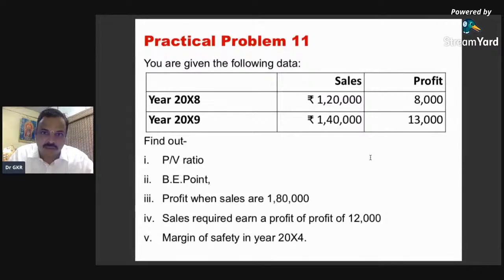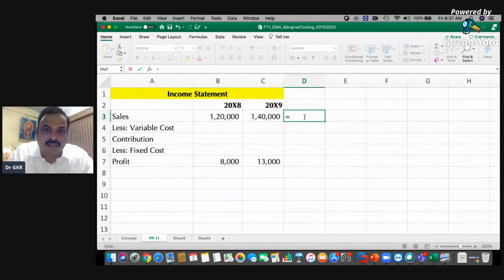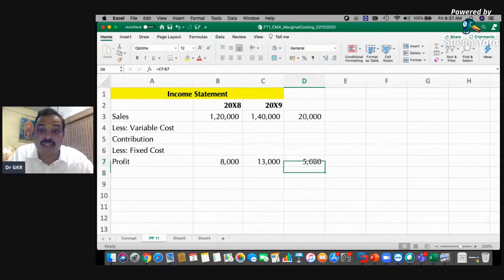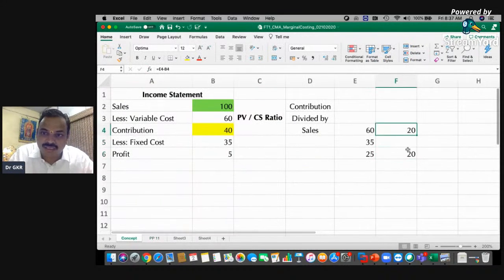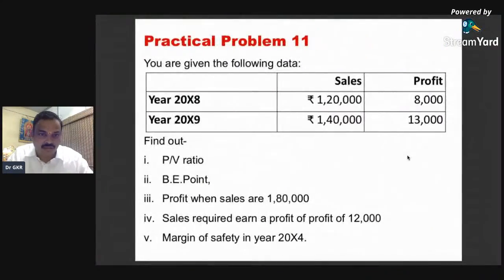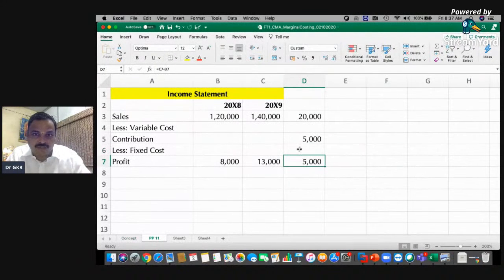Okay, good. So that is the logic at which we are going to do this. So what is your change in sales? Your change in sales is 20,000. What is your change in profit? 5,000. Actually, change in profit will be the change in contribution. Just now we saw, no? The same change will be there. Profit change will be our contribution change. So if there is a 5,000 increase in profit, there will be 5,000 increase in contribution.